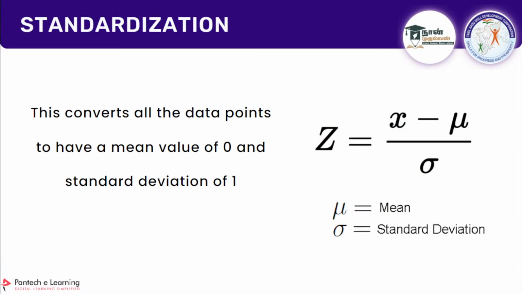Regarding standardization, it is going to convert all the data points to have a mean value of 0 and a standard deviation of 1. For example, z equals x minus mu divided by sigma. Sigma is the standard deviation, and you are going to divide by it. You have a mean value which you are going to subtract from x.